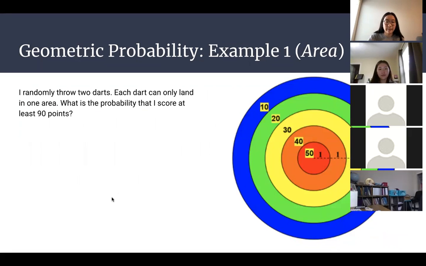Yeah, Yolanda's going to show an example. So like the dartboard we're talking about, a typical question might say, I randomly throw 2 darts. Each dart can only land in one area, so one of the bands. And then what is the probability that I score at least 90 points? So take a look at this and type in the chat if you have any ideas as to our strategy when we're going to solve this.